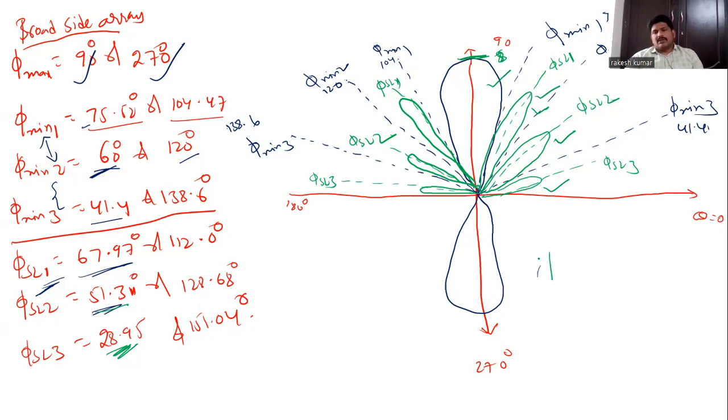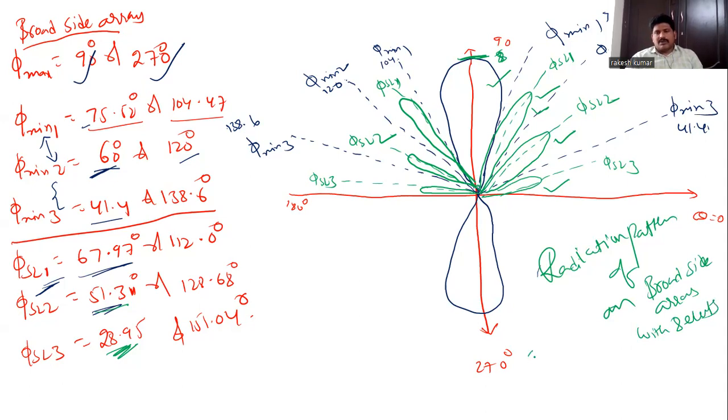So this is the radiation pattern of a broadside array with 8 elements, and the spacing is lambda by 2. So this is how we will do the problem on broadside array.